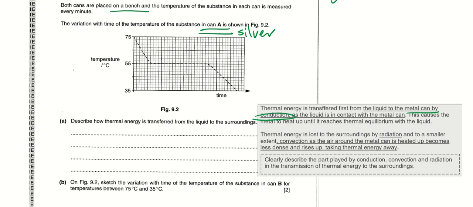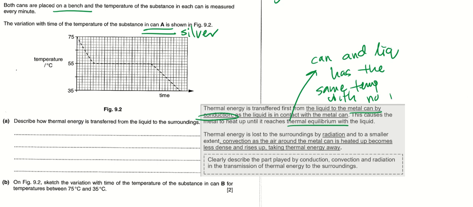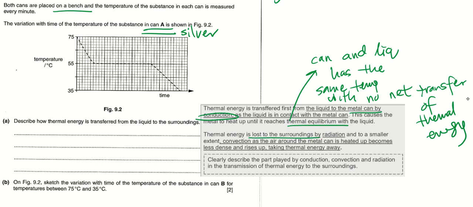So this causes the metal to heat up until it reaches thermal equilibrium. Thermal equilibrium is a state whereby can and liquid have the same temperature with no net transfer of thermal energy. So after the can becomes hot, becomes the same temperature as the liquid, what happens next? The thermal energy is then lost to the surrounding by radiation, and also by convection.